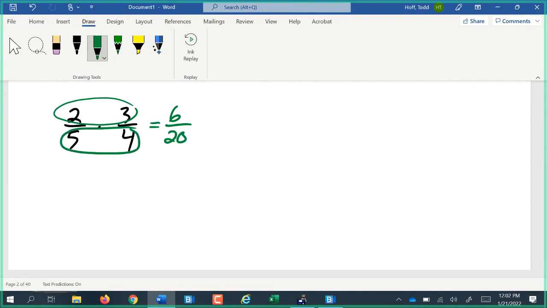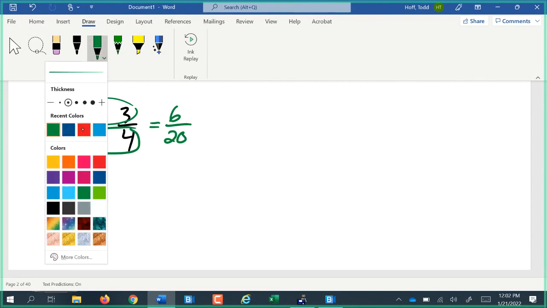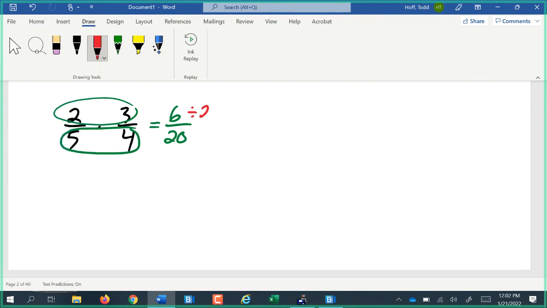So we get 6/20. Now, if you're watching that closely, you might notice both of those can be reduced, can be divided by 2. 6 divided by 2 is 3. 20 divided by 2 is 10. So our result is 3/10. Some of you might be looking at that original problem right now, wondering, well, why didn't he cross-cancel? Others right now might be wondering, what's cross-canceling?